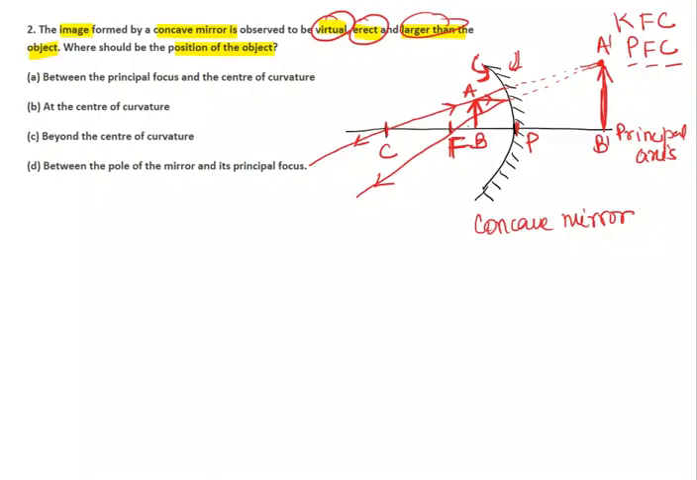Now from this ray diagram, you can see that the object height AB is smaller than the image height A dash, B dash. We have found that the image is virtual, as it is denoted by a dotted line. That line appears to meet at this point. That's why the image is virtual. Erect means if the object is in this direction, the image will be like this one. So this is upright or erect, and obviously this is larger than the object.